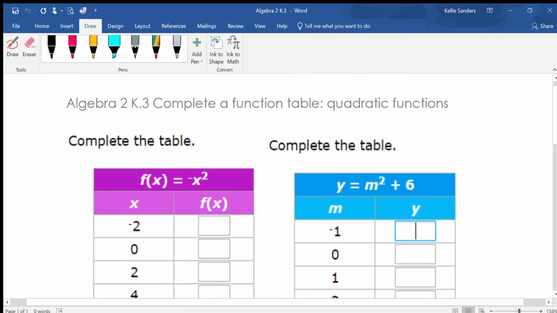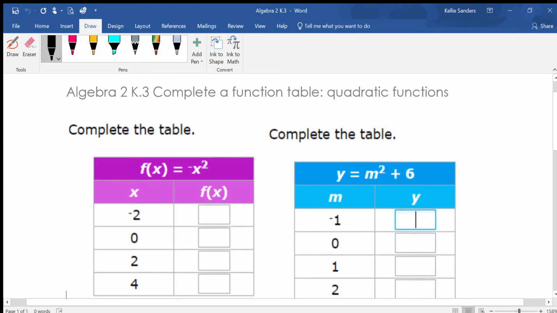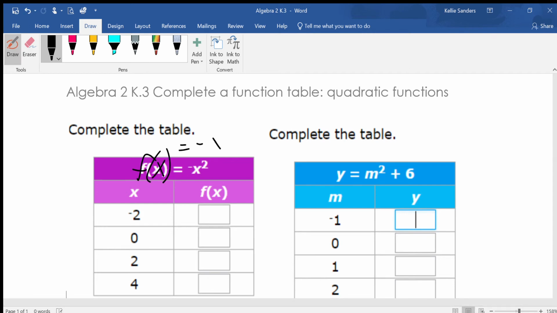Okay, so this says f of x, that's how you pronounce that, equals negative x squared. And it's going to give you the numbers that they want you to put into x. So if you use a calculator, well, let me just tell you how to do the problem without using a calculator.